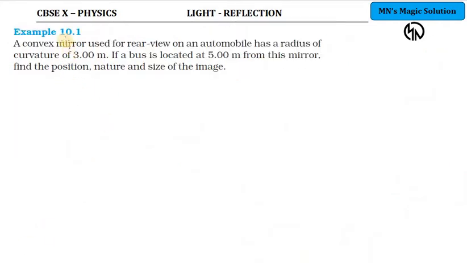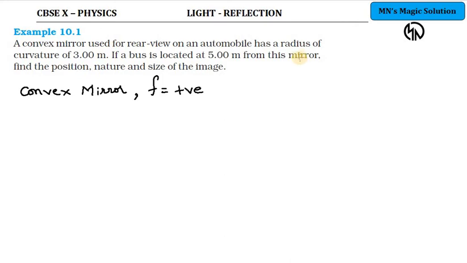Here is our textbook example 10.1. A convex mirror used for rear view on an automobile has a radius of curvature of 3 meter. So the first hint that they have given us is that it is a convex mirror. So a convex mirror will have focal length which is positive. That is one idea.